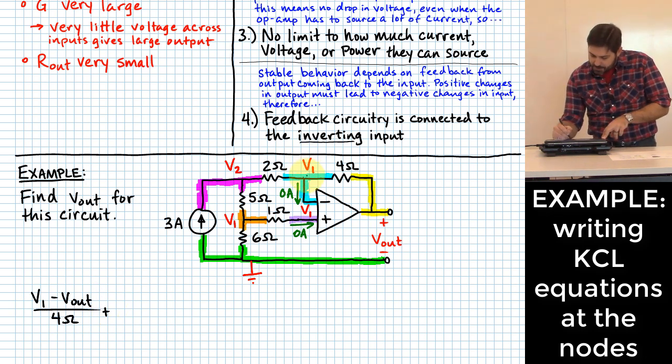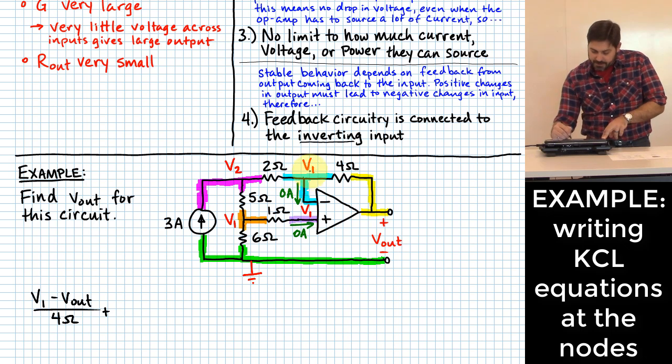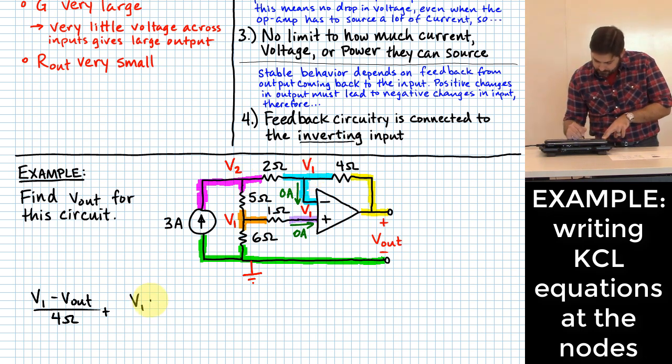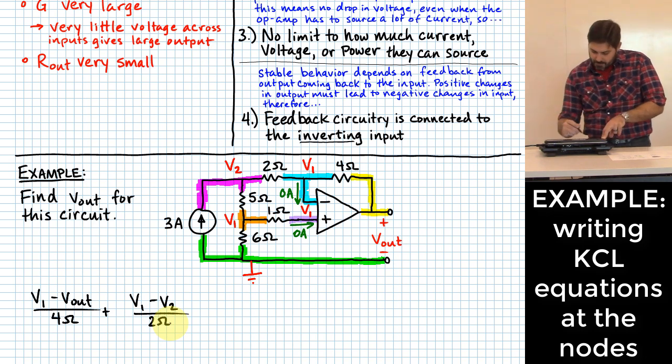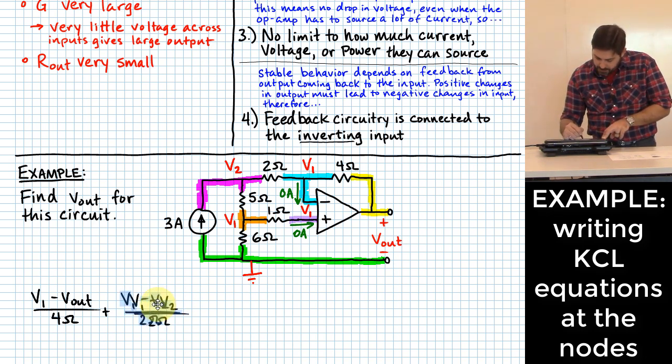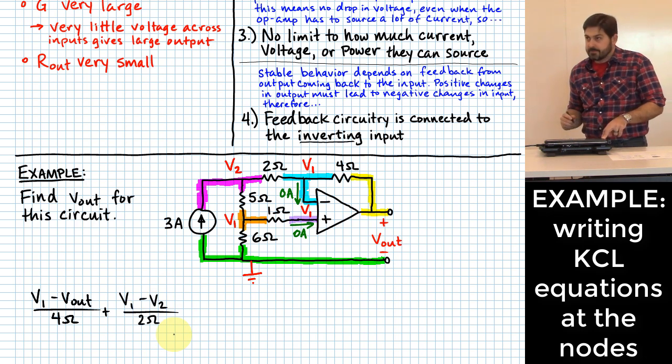Then let's talk about this one. How much current leaves on this little leg that goes down into the op-amp? Yeah, we said 0 amps down that way because you have infinite impedance right there. So we don't have to worry about that. How much current leaves the node going from aqua toward purple? Okay, over 2 ohms. Okay, and is there any other place where current can go? Or not?